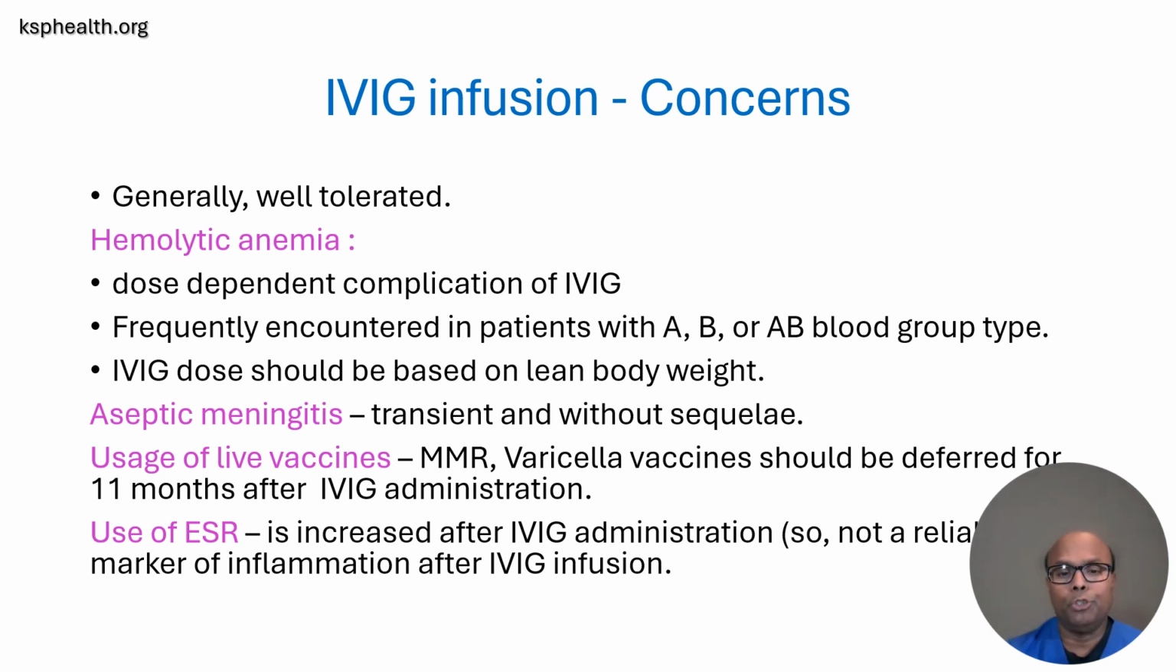This hemolytic anemia is a dose-dependent complication of IVIG infusion. It is frequently encountered in patients with A, B, or AB blood group type. IVIG dose should be based on lean body weight. Second one is aseptic meningitis. It is transient and resolves without any sequelae. Live vaccines such as MMR and varicella should be deferred for 11 months after IVIG administration. ESR is usually increased after IVIG administration, so it is not a reliable marker of inflammation after IVIG infusion.